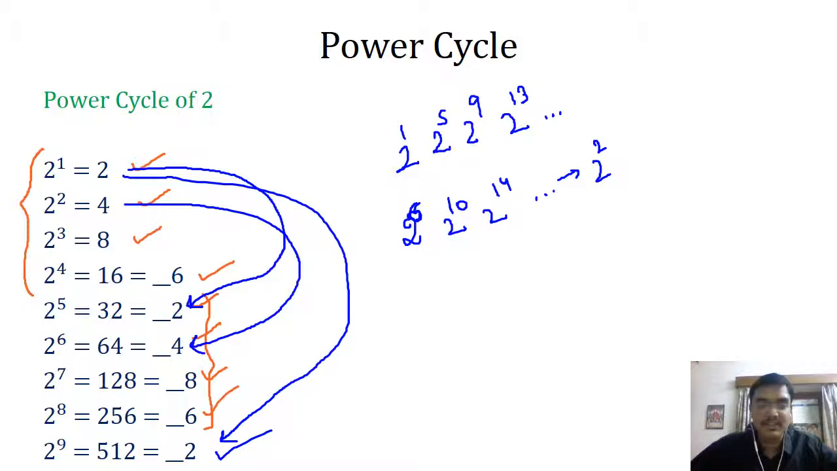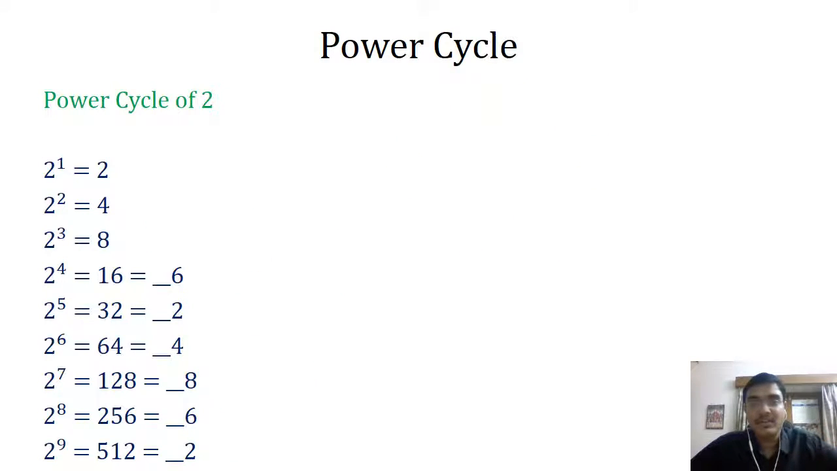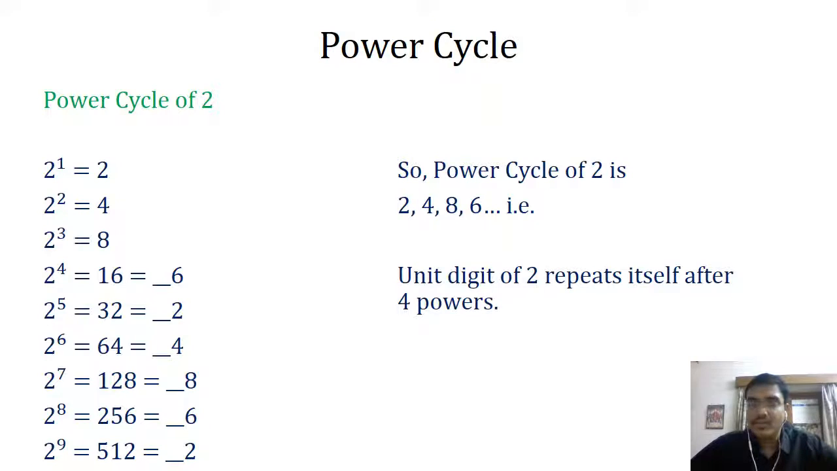So 2 to power 6, we saw, is 64. 2 to power 10 is 1024. So again you have unit digit as 4. You see the power cycle is nothing but the unit digit that a number can have in its powers. So 2 can have a unit digit of 2, 4, 8 and 6. So I can say the power cycle of 2 is basically 2, 4, 8 and 6. The unit digit of 2 repeats itself after 4 powers.